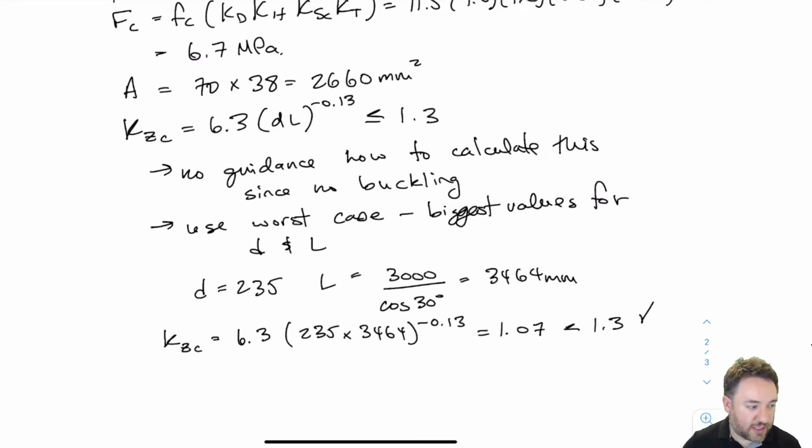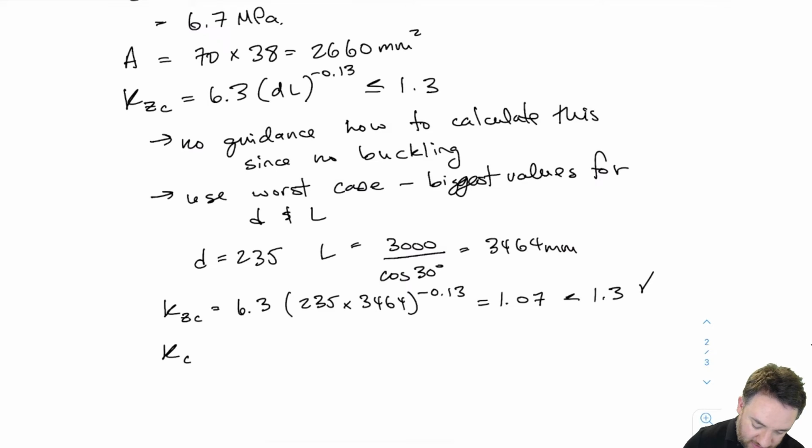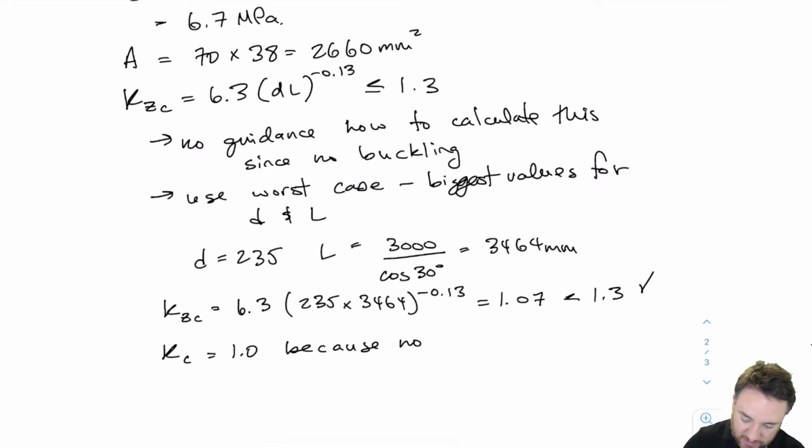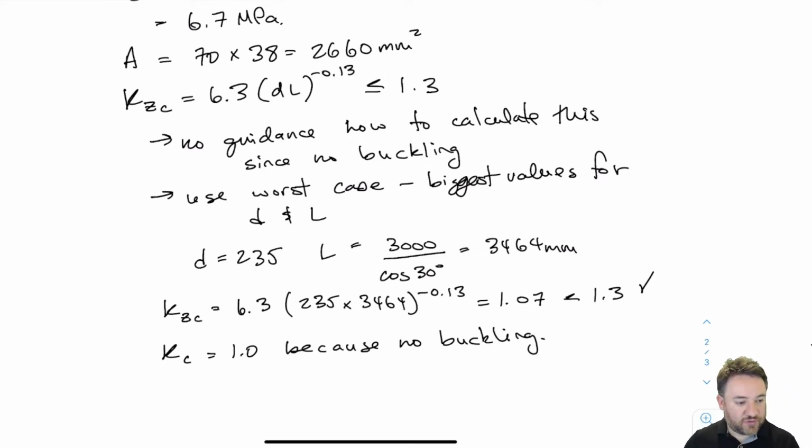Okay, so I plug those in and I get a KZC of 1.07, which is less than the limit of 1.3, so that's fine. And for KC, I'm instructed to use 1.0 when calculating the bearing check, because there can't be any buckling when we're looking at a local crushing effect. That doesn't mean the overall member cannot buckle. For the portion of the load that's axial to the member, I will still have to calculate the overall member compression buckling strength. That'll just be a separate check. Since I'm only looking at the bearing strength in this equation, I'm not considering buckling.